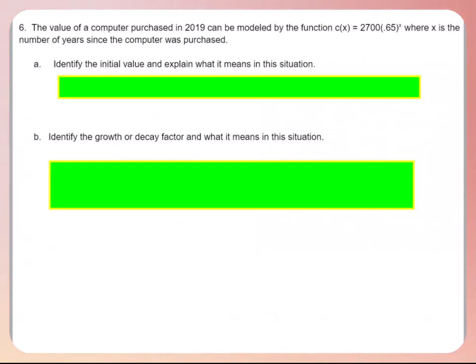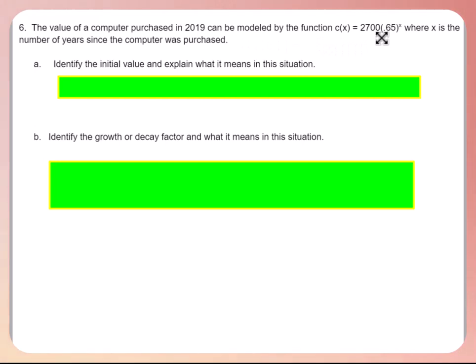Question number 6. The value of a computer purchased in 2019 is modeled by the function c of x equals 2700 times 0.65 raised to the x power, where x is the number of years since the computer was purchased. X is always going to be time. What is the initial value, and explain what it means in this situation?